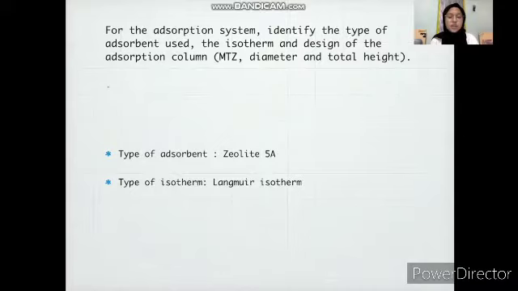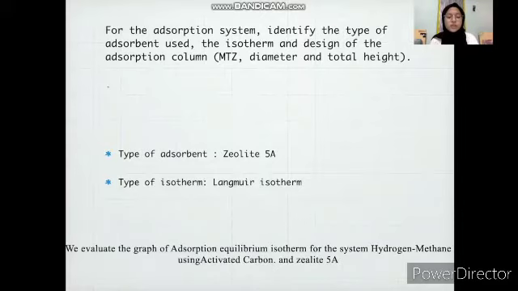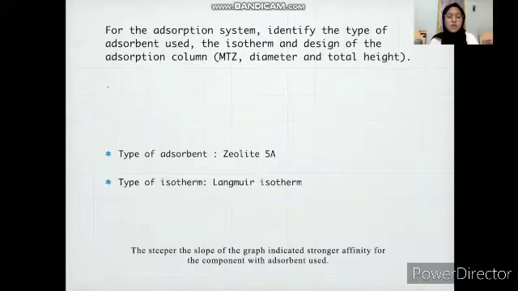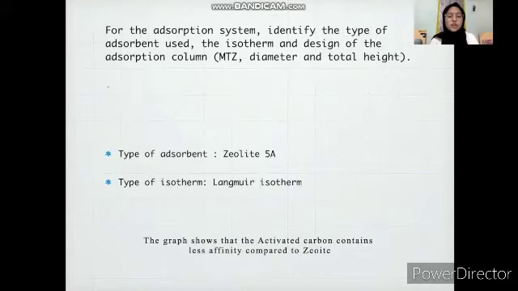Next is affinity. It favors activated carbon as we evaluate the graph of adsorption equilibrium isotherm for the system hydrogen methane using activated carbon and zeolite 5A. The steeper the slope of the graph indicates stronger affinity for the component with adsorbent used, and less affinity is preferable in order to reduce the reaction between hydrogen and adsorbent used. So the graph above shows that the activated carbon contains less affinity compared to zeolite.